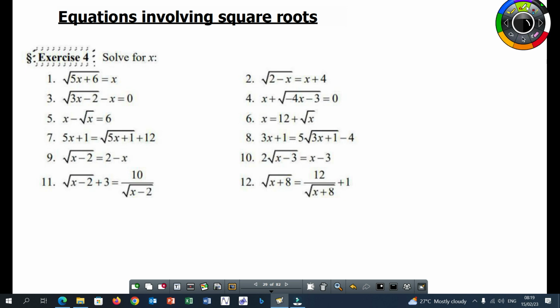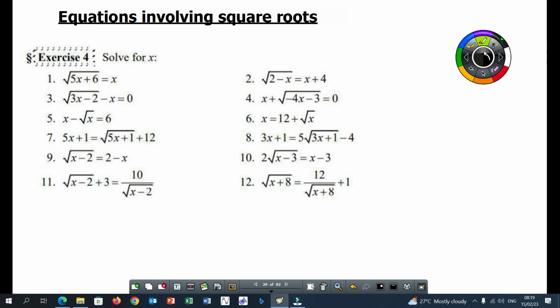So when you have equations with a square root like this, or any of those 12, those types of equations, we call them square root equations, or you can call them equations involving square roots. The way you solve it is you have to eliminate the square root sign in order for you to solve for x.